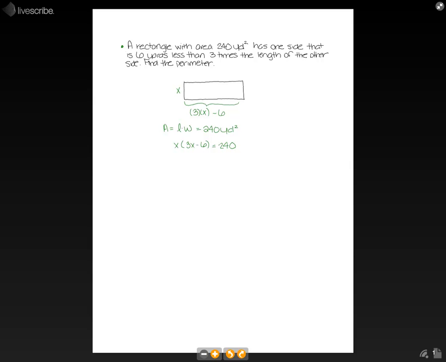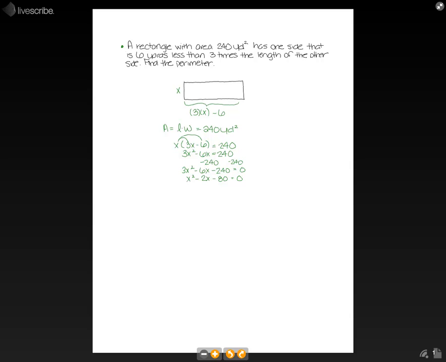The first thing to do is distribute the x across the positive 3x and the negative 6, giving us 3x squared minus 6x equals 240. This is a quadratic, so we need to make sure that we set it equal to 0 in order to solve. We do that by subtracting 240 from both sides, giving us 3x squared minus 6x minus 240 equals 0. From here we can divide both sides by 3, giving us x squared minus 2x minus 80 equals 0.